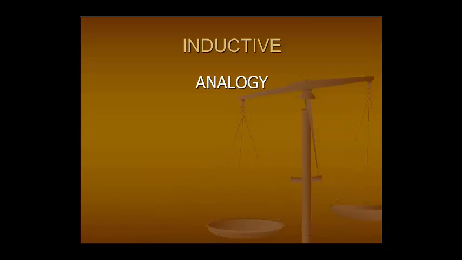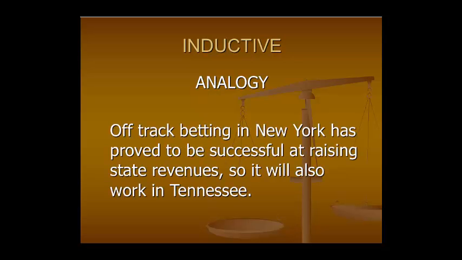The second type of inductive reasoning is an analogy. We're going to compare one thing with another so that our audience understands it better. Let's say off-track betting in New York has proved to be successful at raising state revenues, so it will also work in Tennessee. All right, first of all, we might have a definition problem here. What on earth is an off-track betting place? This is a business where you're allowed to place bets on horse races, dog races, car races, sporting events.